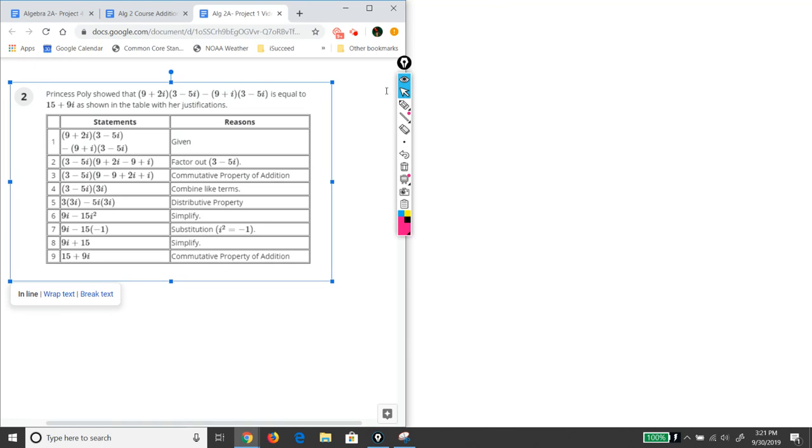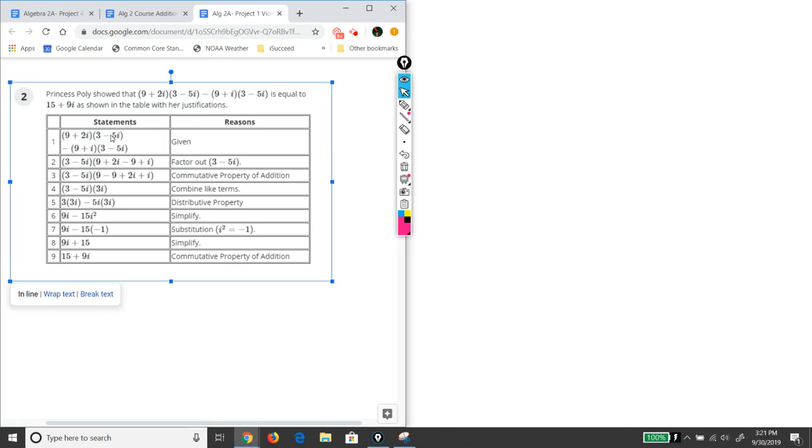So the first thing that I noticed is that I'm going to be making sure, did Princess Polly follow the order of operations as she was doing this? So let's just read through her work, which is being presented in a proof. So here is our original problem that was given to us. So that is the reasoning.